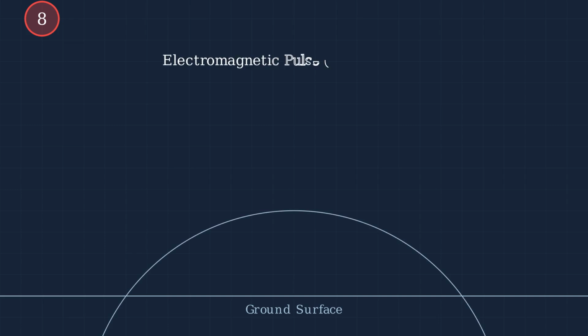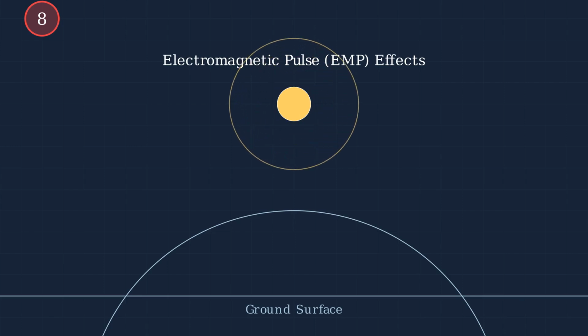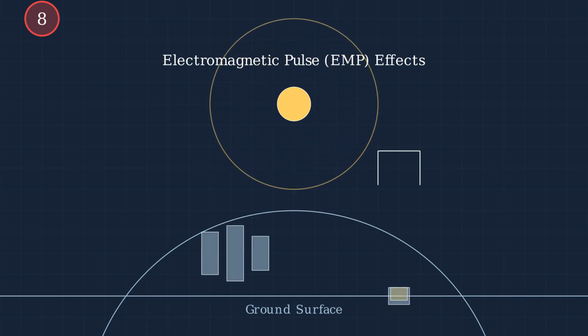High-altitude nuclear detonations produce a powerful electromagnetic pulse, or EMP. This pulse radiates outward and can affect an area of hundreds of kilometers. The EMP can disable electronic equipment across vast areas, including power grids, communications, and computers.